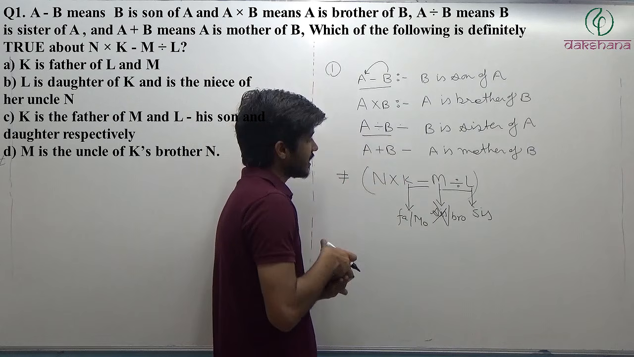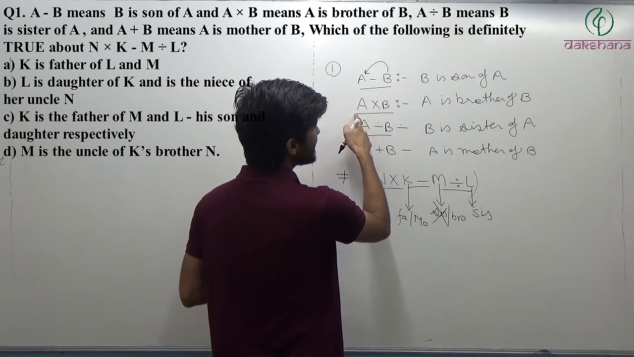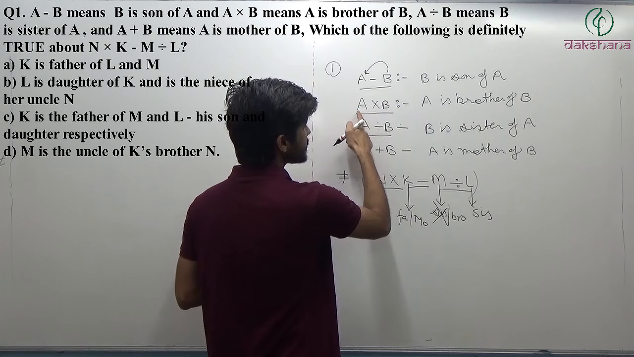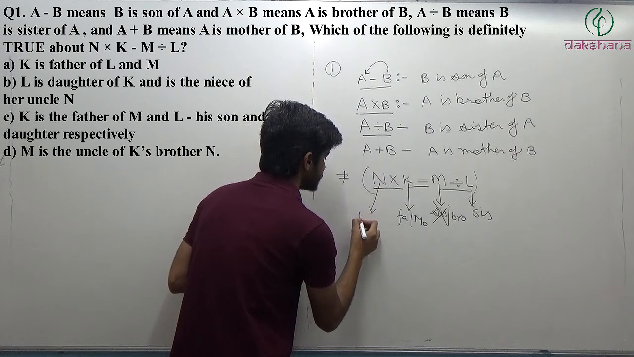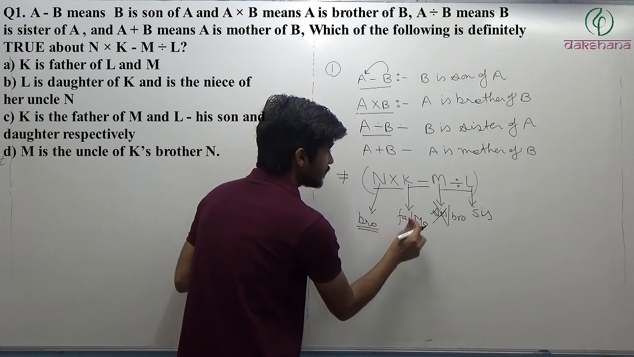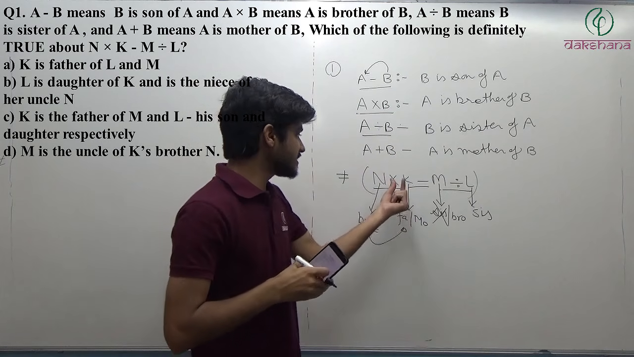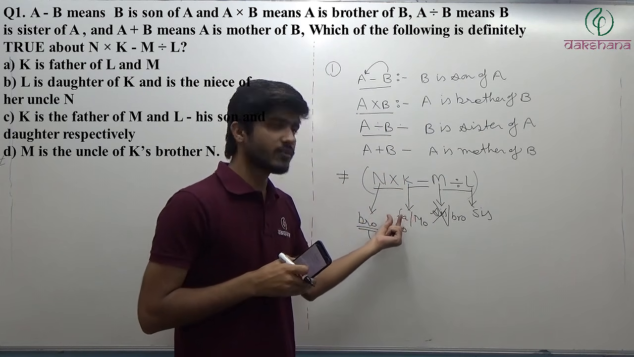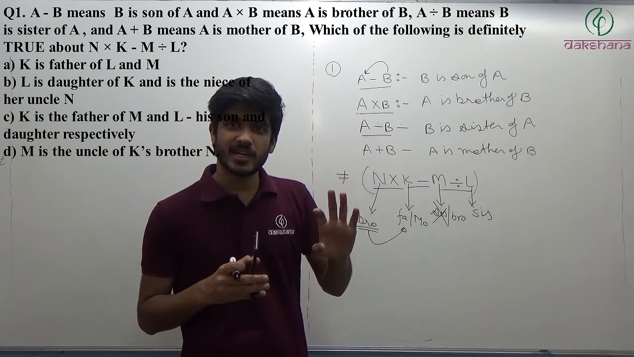Now we go to the last part, N into K. It says A is brother of B, so N is brother of K. N is brother of K, so we still don't know whether K is male or female. K is still uncertain. You have no idea about the gender of K.